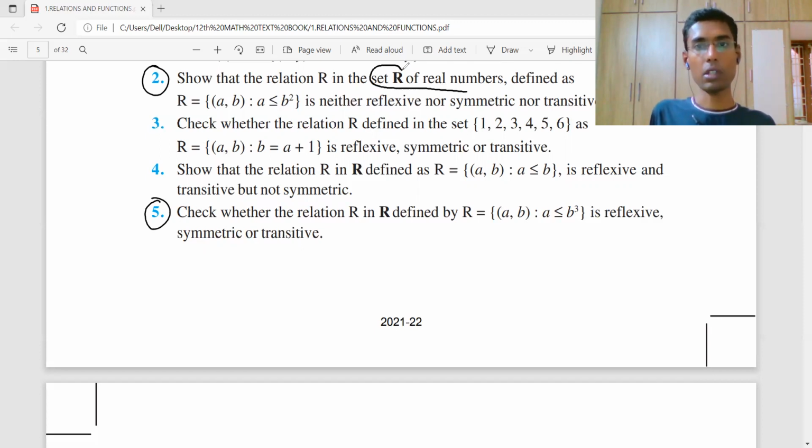So second: show that the relation R in the set of real numbers. This is capital R. You saw this is R small. This is not bold, in bold letters, right?